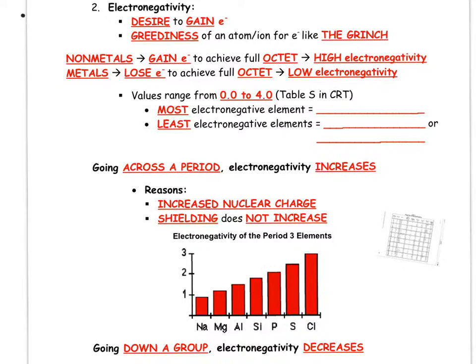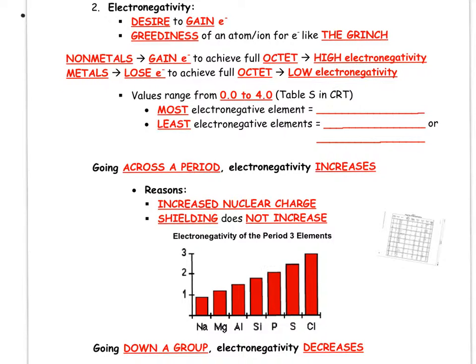Metals tend to lose electrons to achieve a full octet. They're like, "Oh, I'm weak. I'm not even fighting you. Take my electron away." They have very low electronegativities. You can look up your electronegativities on Table S. So if they ask you what the electronegativity is, it's very easy. Just go on Table S and look it up.